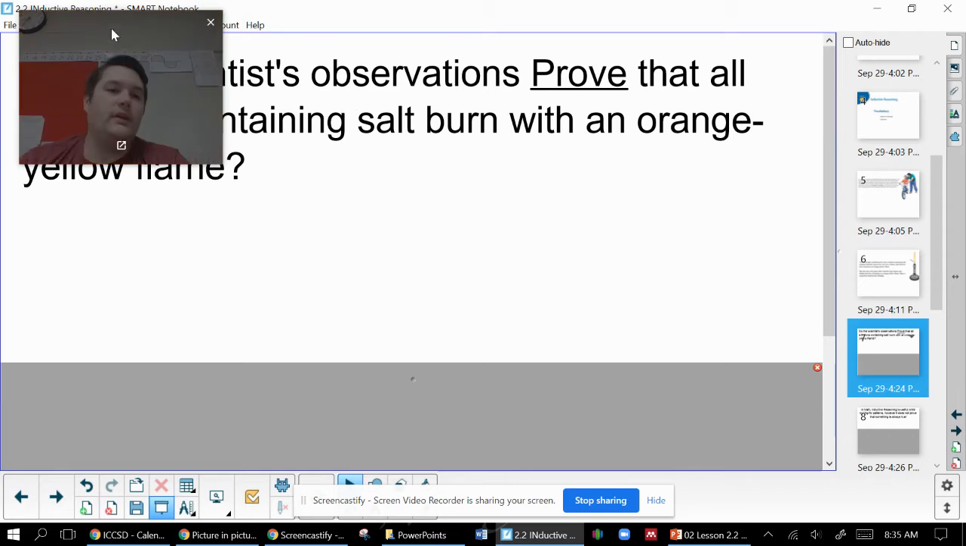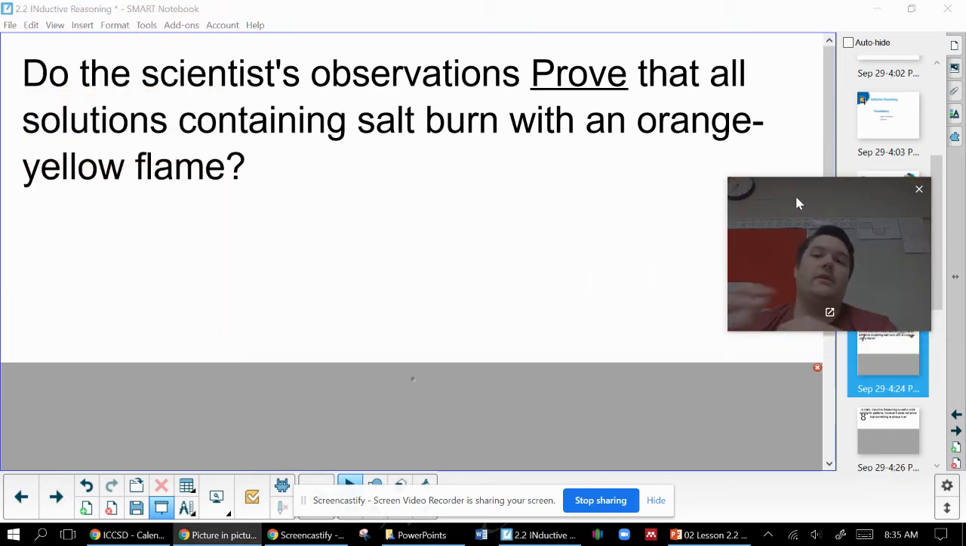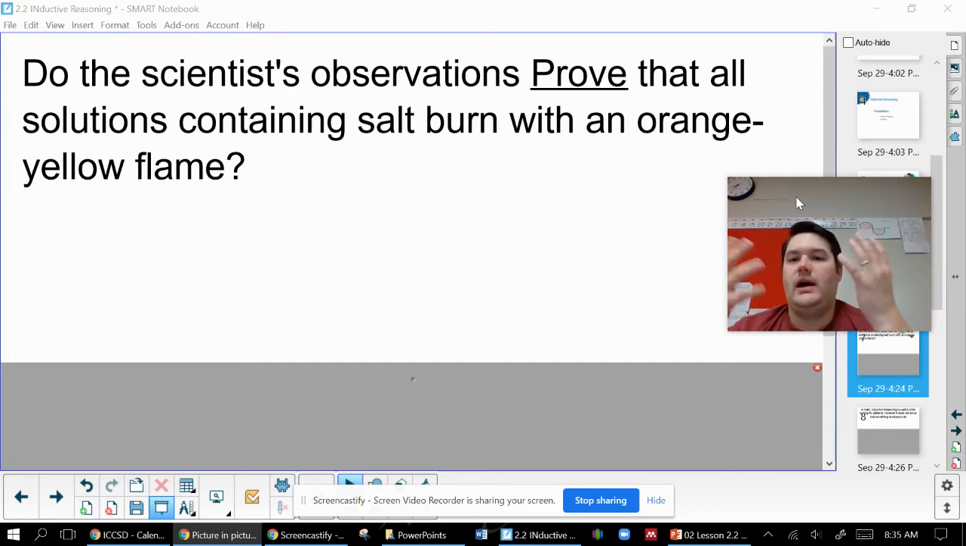Now, important things to note. Does the scientist's observation prove that all solutions containing salt burn with an orange-yellow flame? And of course, it doesn't. Like, we've tried a lot of them, however many we've tried, 20, 30, whatever. But there's nothing absolutely proving that the 31st one isn't going to be blue.